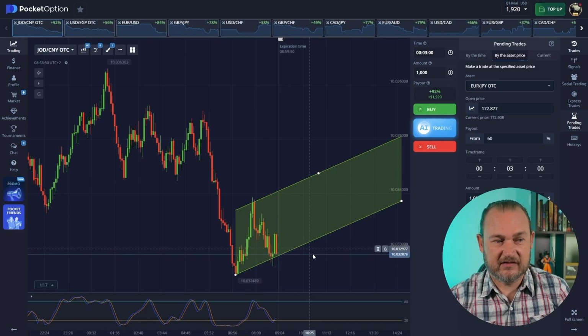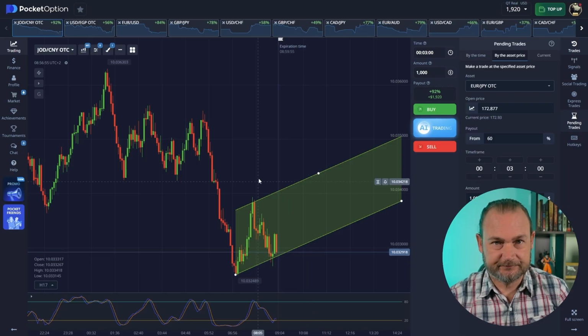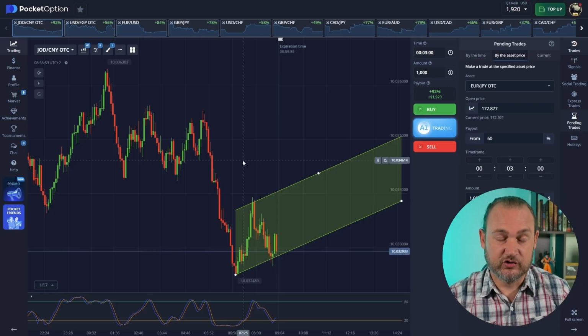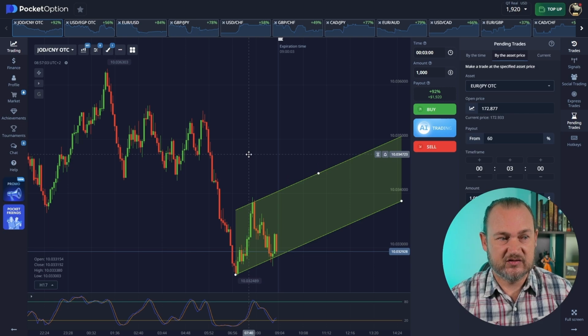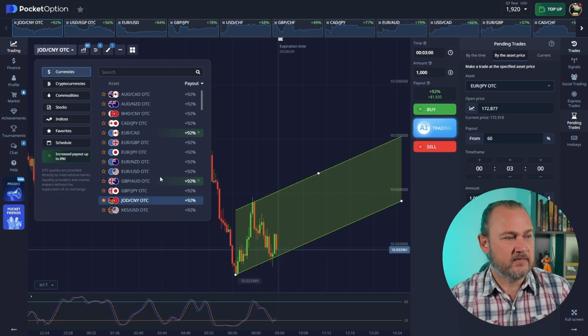But this is a great way to, think of it as an early warning system. Okay, so it just shows you potential areas where you could get trades, and you need to be on the lookout in those areas. You need to pay special attention in those areas because it is possible that you might get an entry there.